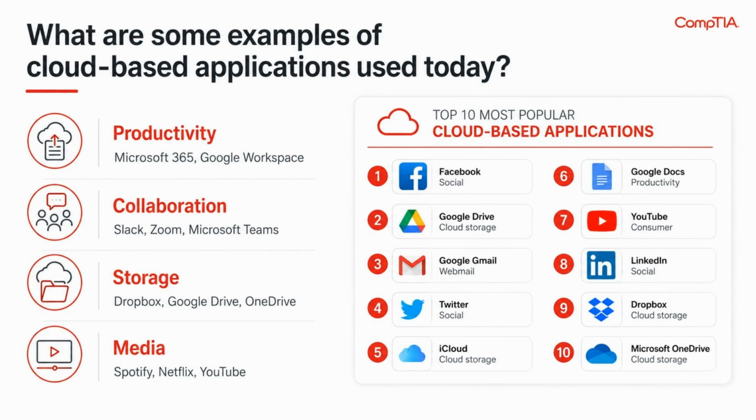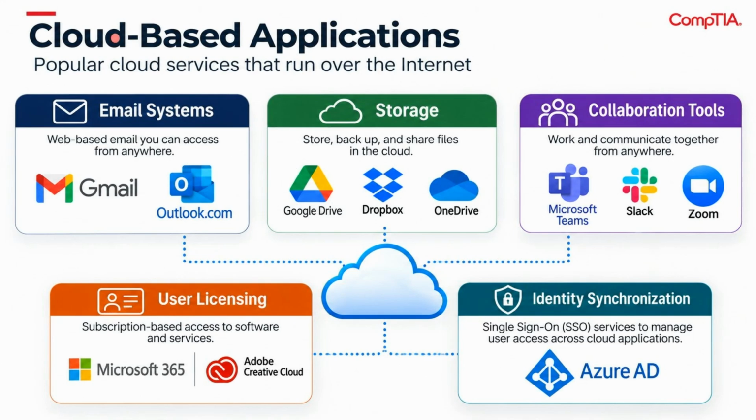Cloud-based applications offer flexibility, scalability, and automatic updates. However, they do introduce dependencies on internet connectivity and potential concerns regarding data privacy and security when hosting your files with third-party providers. Examples of cloud-based applications you'll see today include productivity suites like Microsoft 365 and Google Workspace, collaboration tools such as Slack, Zoom, and Microsoft Teams, and storage services like Dropbox, Google Drive, and OneDrive.